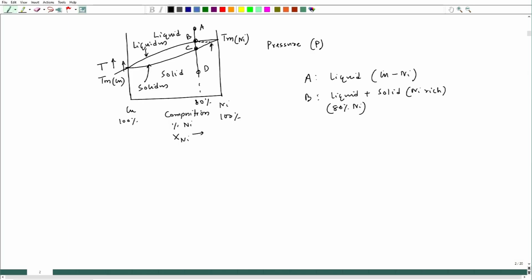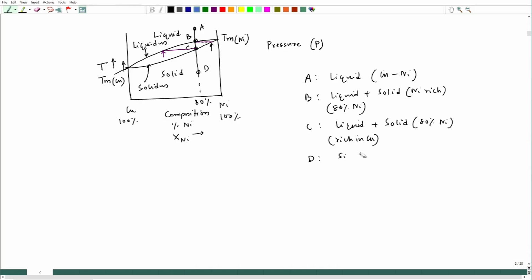Now, as we go to C, I can draw a line. So, when we reach the C point, I will get liquid as well as solid, and here I will see the solid would be nearly 80% nickel, but liquid would be rich in copper. Now, D point if we see, it will be all solid solution.